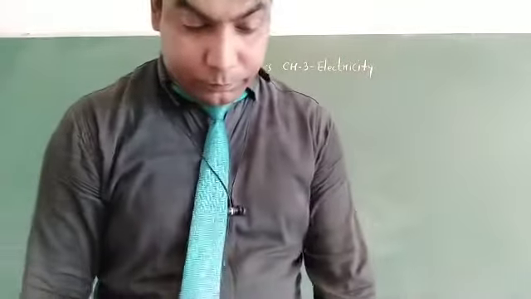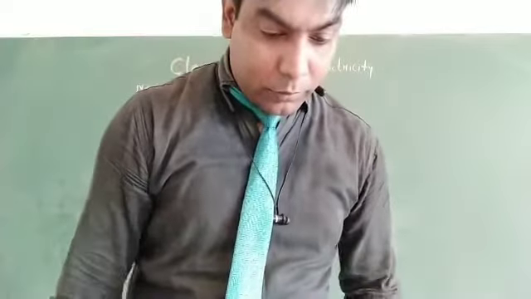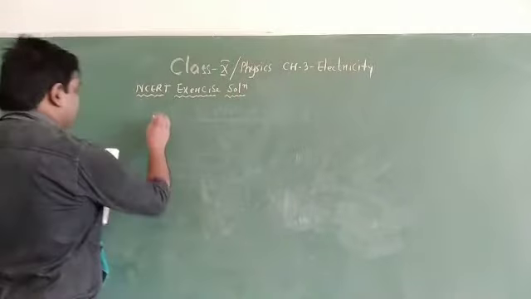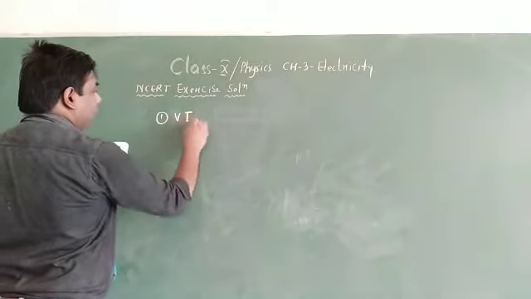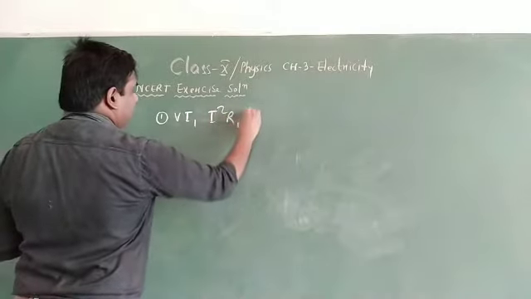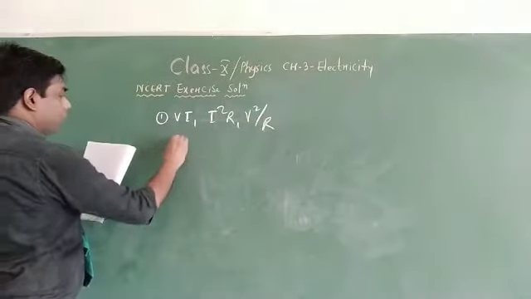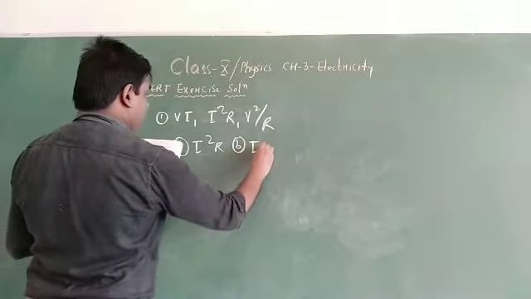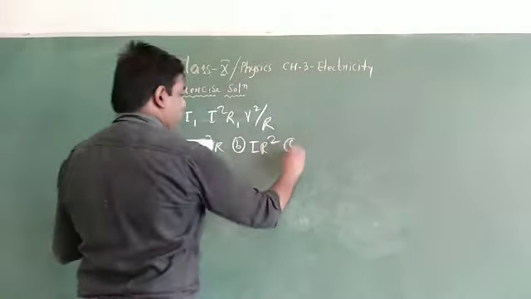Question number 2. Which of the following terms does not represent electrical power in a circuit? We know electrical power is VI, so there we have the options. They are asking which does not represent electric power. This is representing. So option number 3, I square R, does not represent electrical power.